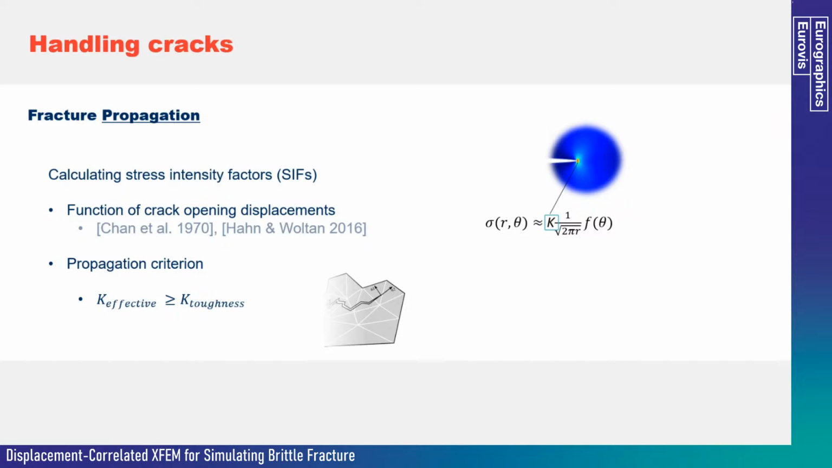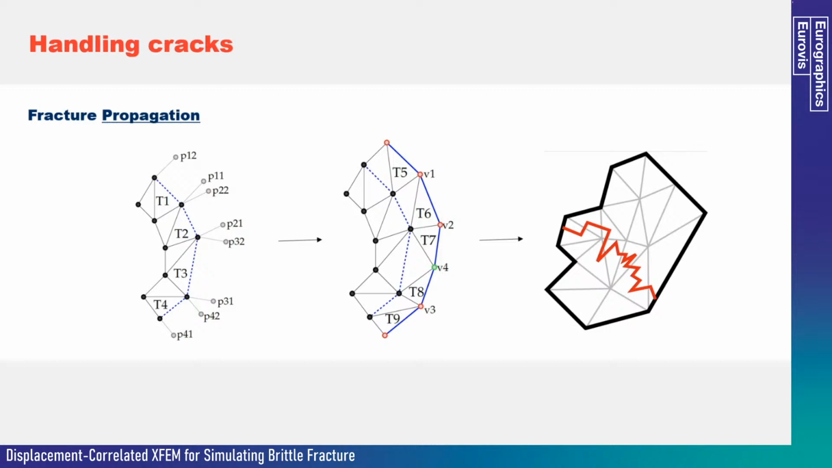So in practice then, what we have is an explicit crack mesh. This mesh is propagated over time, evaluating stress intensity factors at vertices or points near the crack front using finite element displacements. The end result is a crack surface which spans the domain from one side to another.